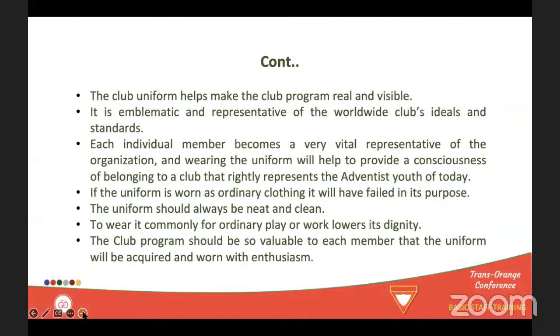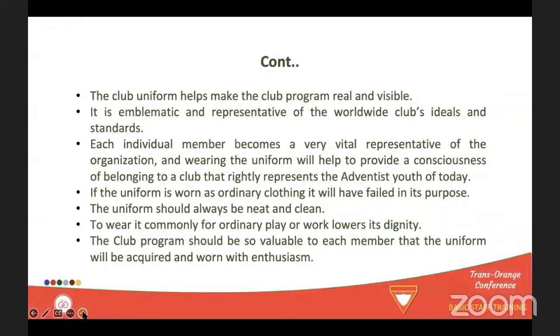So we need to value our uniform, and we must wear it with dignity. We must not just wear it. Imagine you are a master guide or a Pathfinder or adventurer, and on a Sunday you see someone playing soccer wearing a shirt that has badges. Then it loses its meaning, it loses its importance. So we need to make sure that we value our uniform, and it becomes an emblem representing who we are.